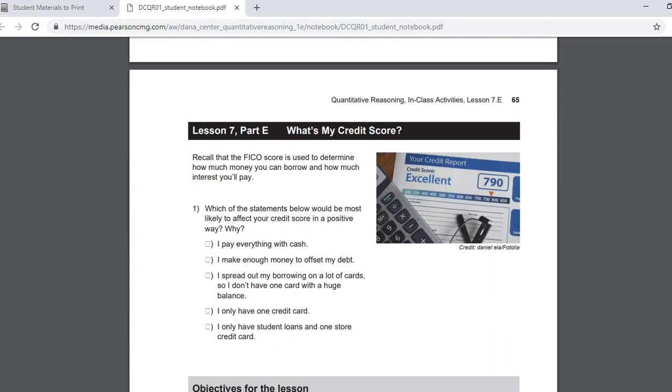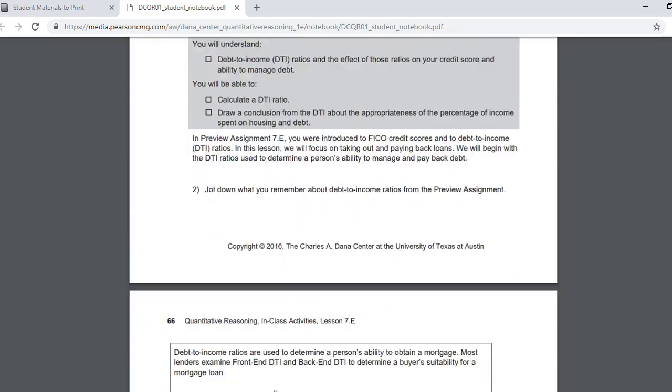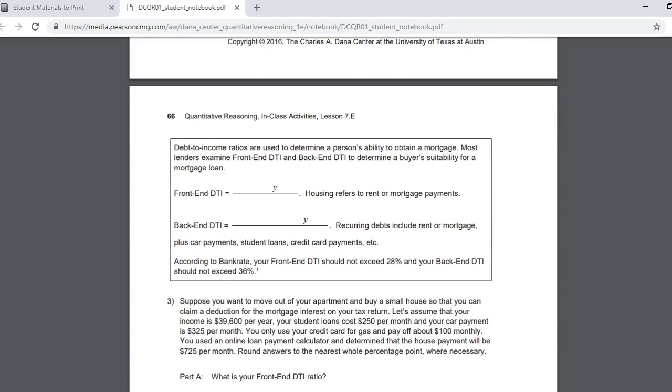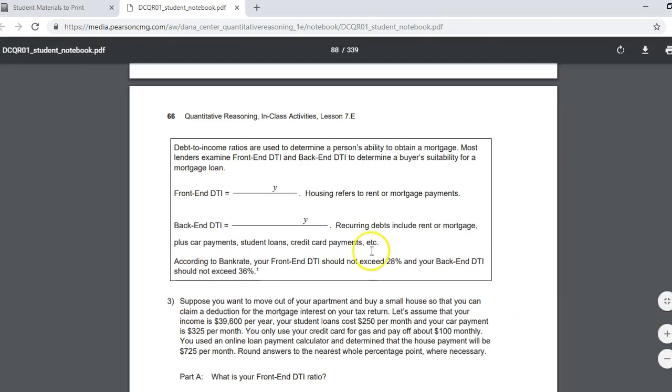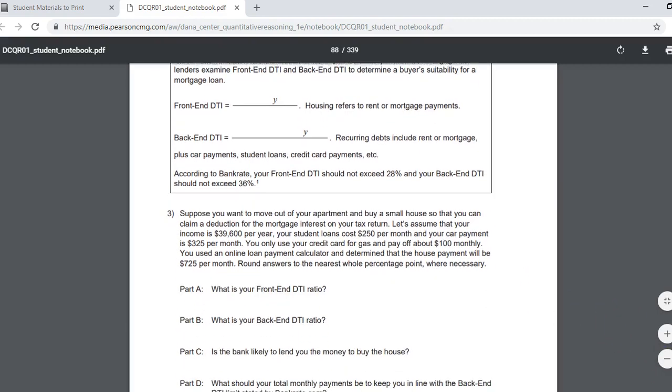Credit scores, something else you need to go into the test having memorized. Right here. It's not on my screen. We took time to write them in class, and I took time to write them on the videos that you have. You need to have front-end DTI memorized, and you need to have back-end DTI memorized. They both have total income in their denominator, but the front end has housing in the numerator, and the back end has recurring debts in the numerator. I told you you don't have to memorize the 28%, you don't have to memorize the 36, but you definitely need to know how to manipulate them.